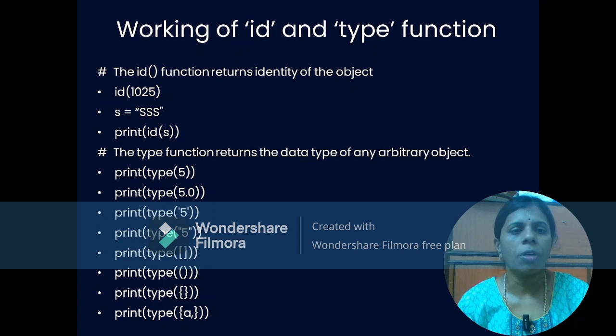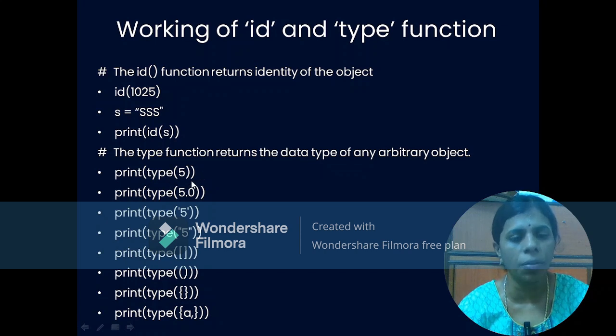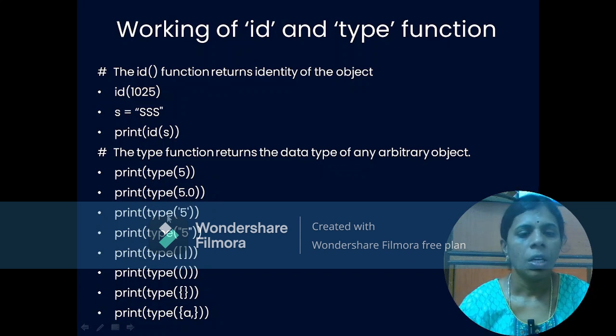This is very important. The ID function returns the identity of the object. Where is the location in the main memory? The memory location is returned through the ID. Next one is type. For example, print of type of 5. Type of 5 returns the data type of the value 5. It will also return the data type of the value 5.0. This is an integer, and this is a float.